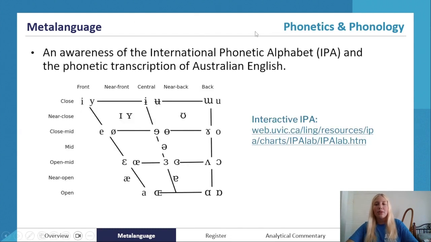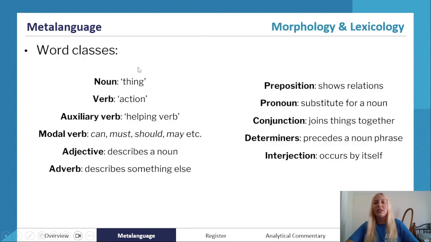Beautiful. So that's all that we're going to look at for phonetics and phonology. Now moving into morphology and lexicology. So lexicology, as we know, is our study of words, and morphology is the study of morphemes. They're the smaller parts that make up a word.